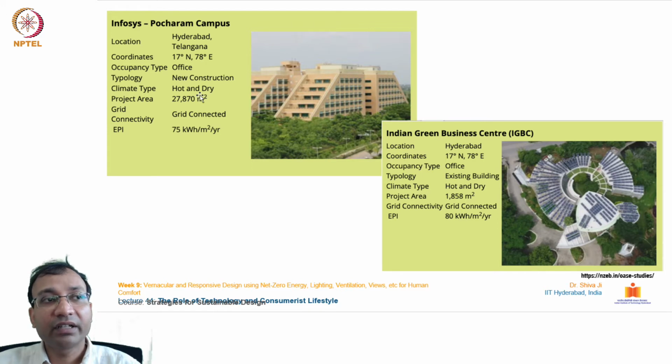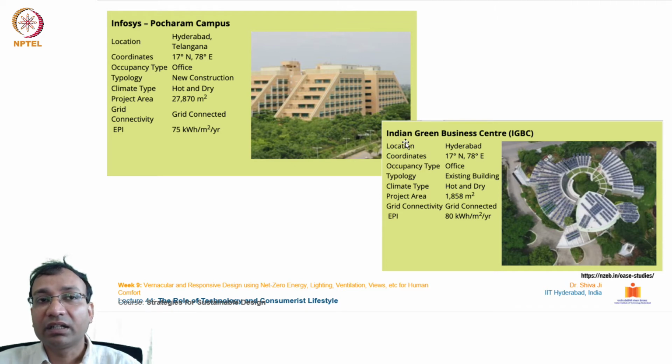It was newly constructed. The climate where it is situated is hot and dry, and the project area is over 27,000 square meters. It is connected to the grid, and the EPI, as you see over here, is 75 kilowatt hours per square meter per year. You see this range over here for the power generation on this particular project.